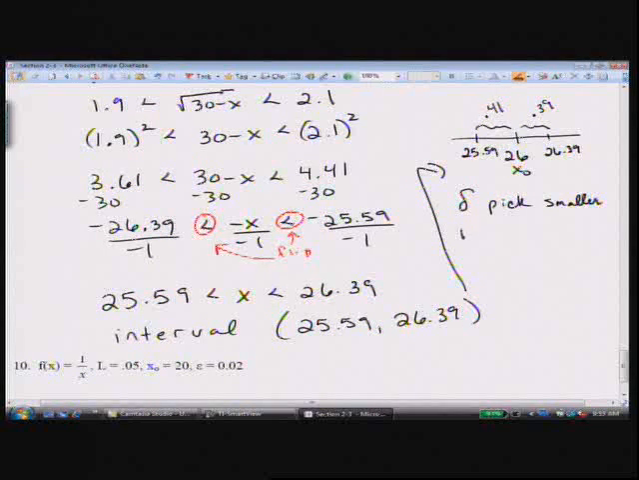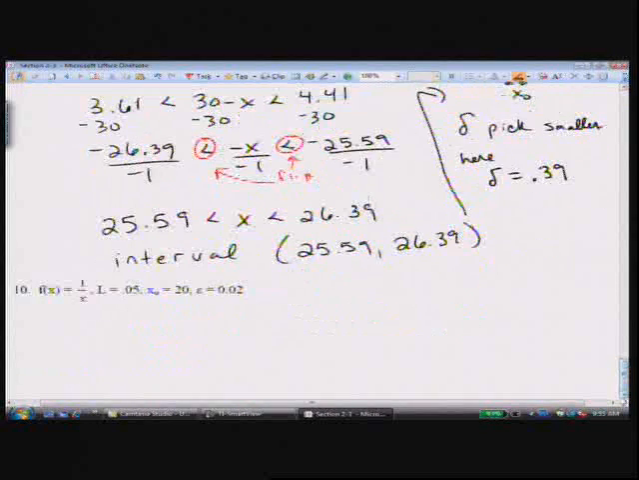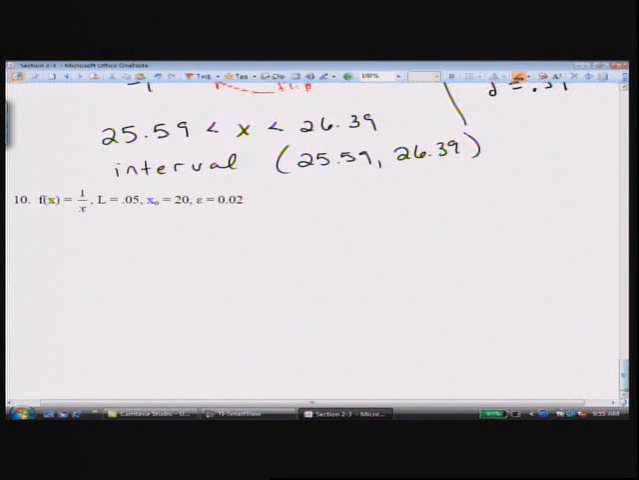And so here, delta is going to equal 0.39. Okay, so I did that one because of the flipping. Remember the flipping when you divide by a negative. Okay, and then number 10 is exciting as well because you may not have done an inequality with a rational function. It may have been a while.